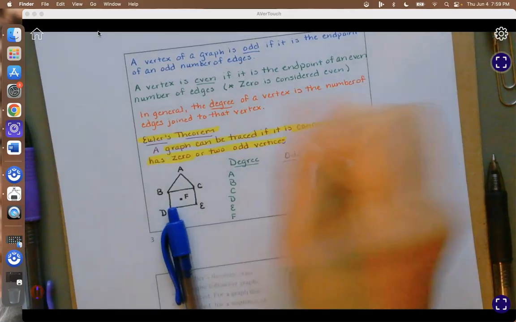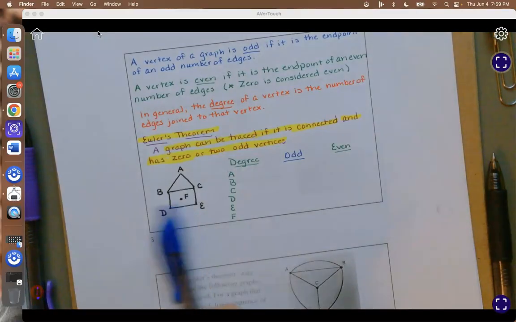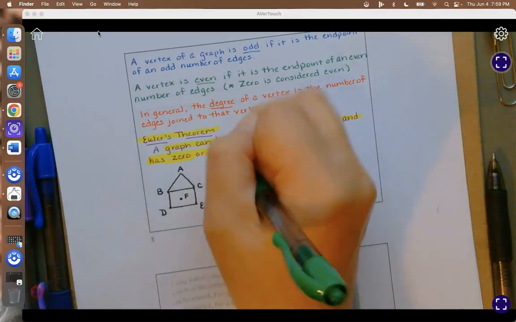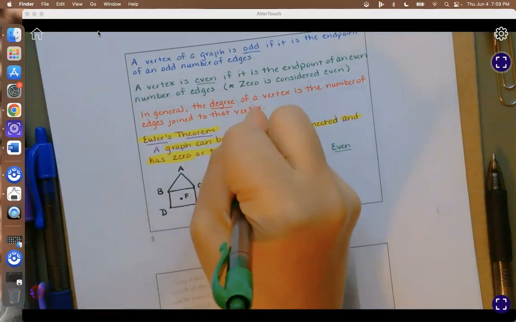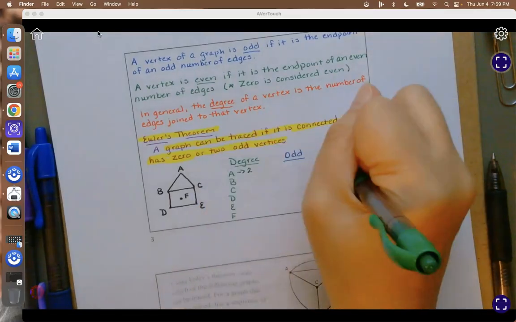So, using Euler's theorem, state which of the following graphs can be traced. For a graph that can be traced, list a sequence of vertices that describes how to trace the graph. For a graph that cannot be traced, state which part of Euler's theorem fails. All right.